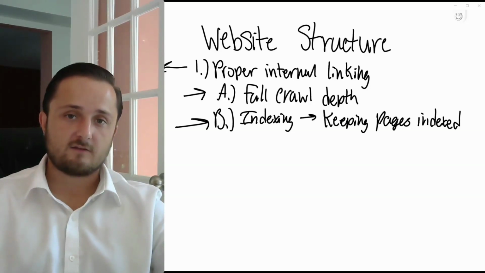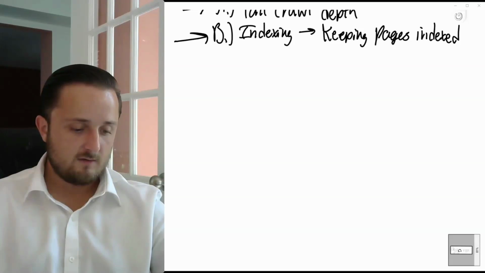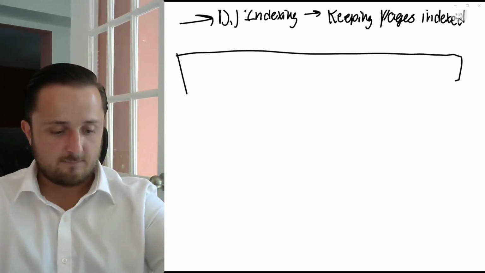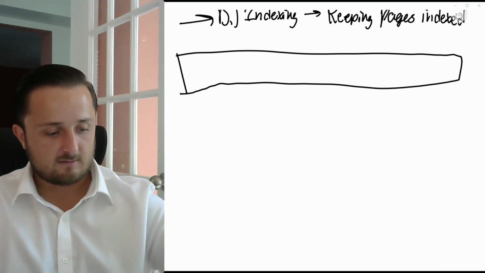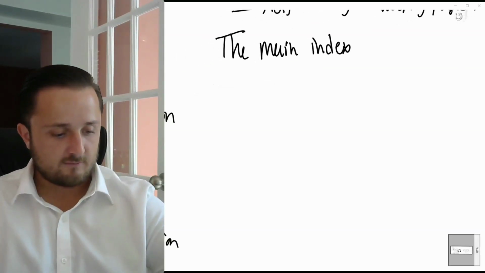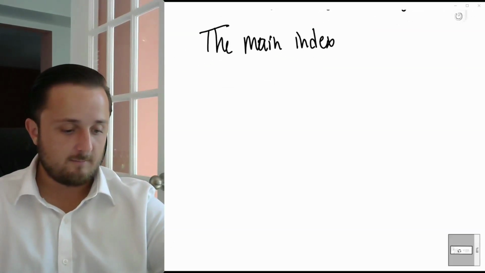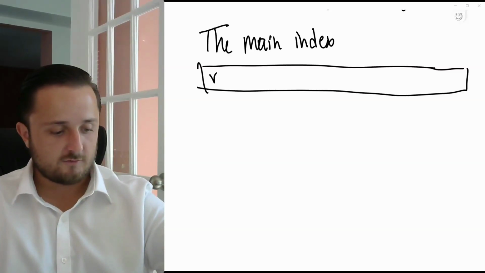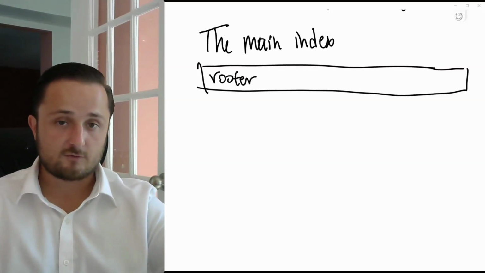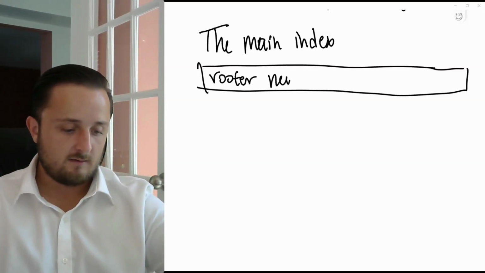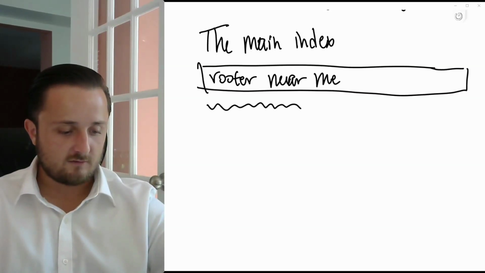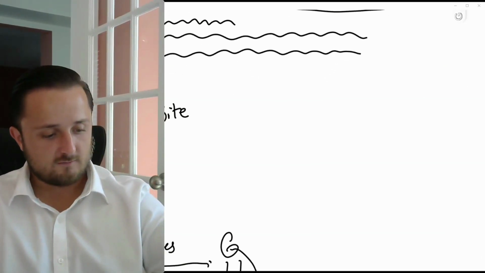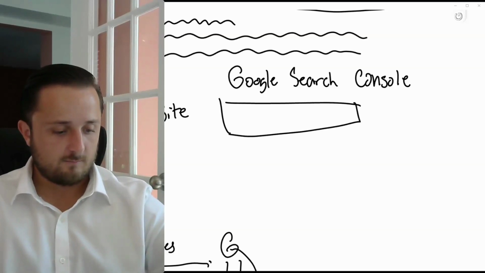So what is indexing? Indexing is when Google will place a page in the main index. Now there are many names for this, but for now we're just going to call it the main index. And what this means is that when someone searches for something, like roofer near me, your web page is a result.